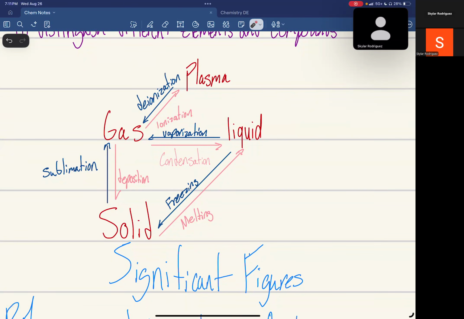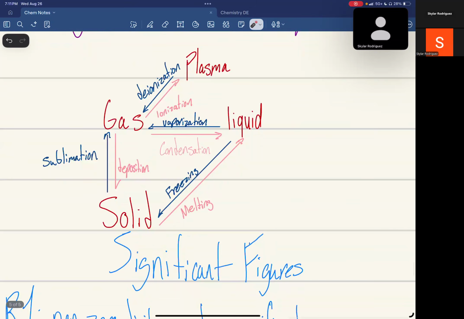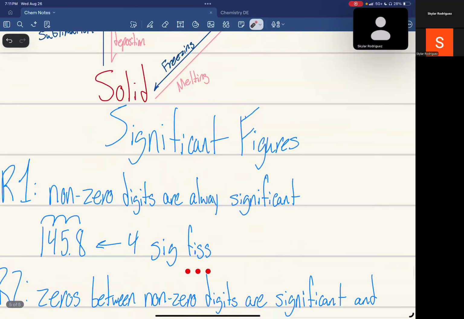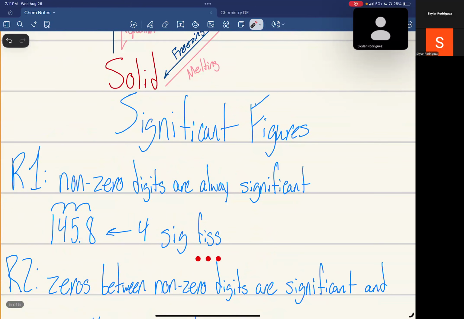Lastly, we are discussing the significant figures, also known as sig figs. Significant figures reflect the precision of a measurement. When working with sig figs, there are rules for counting them in a single measurement and rules for calculating with them. The first rule is non-zero digits are always significant.